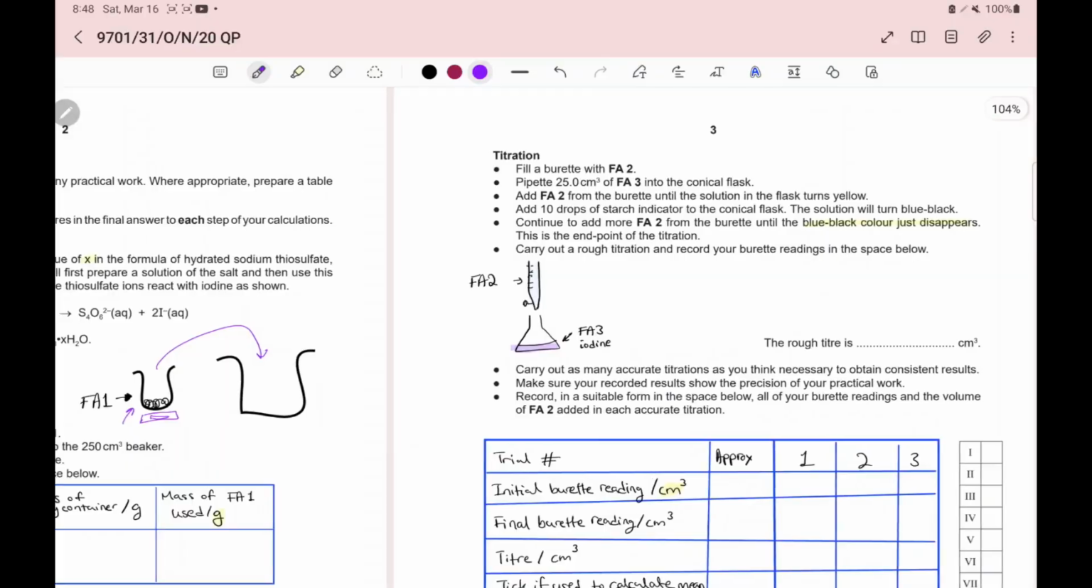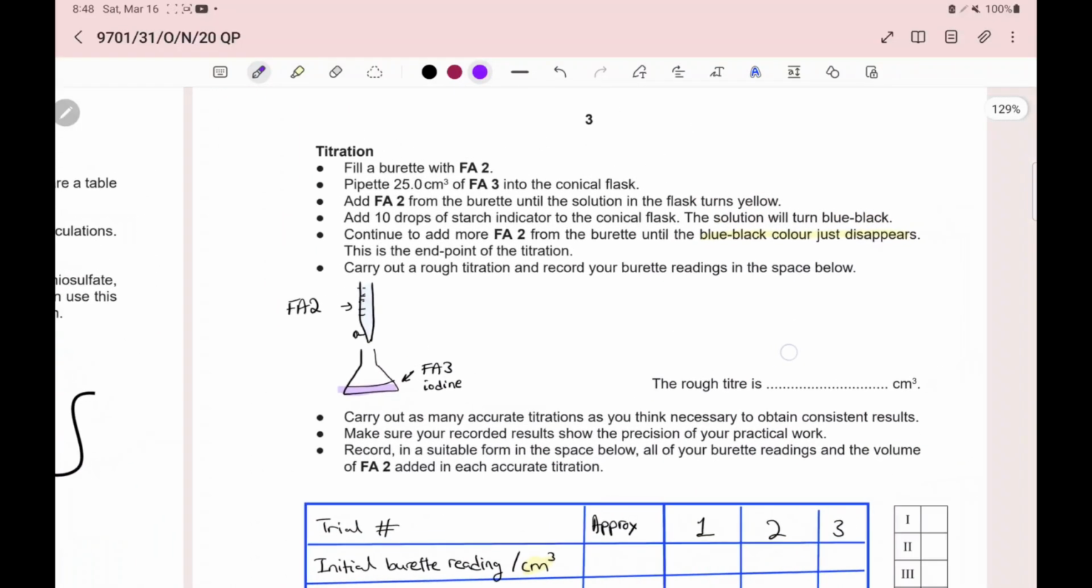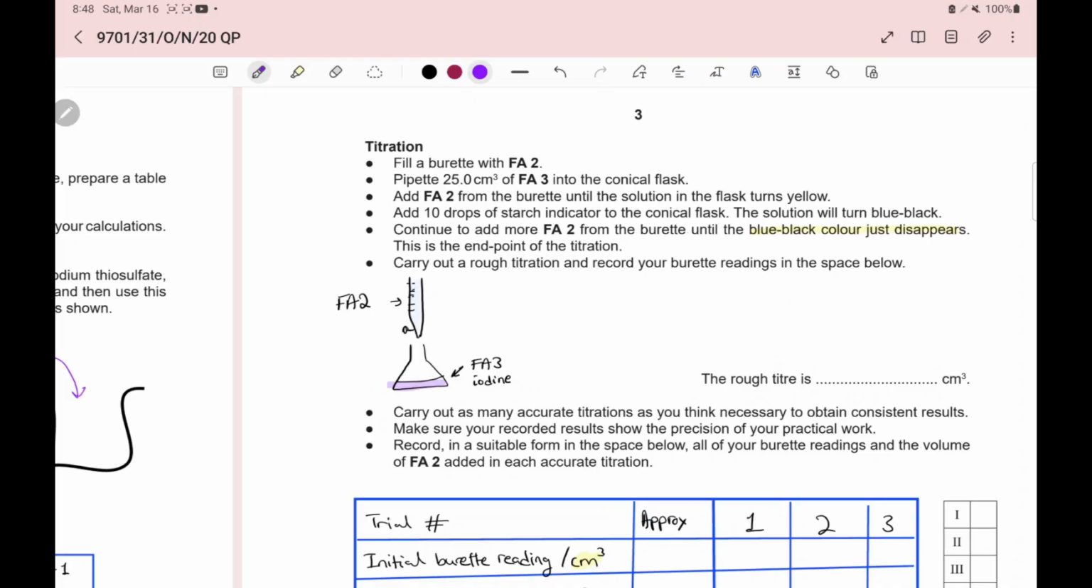Okay, so now for the actual titration, we're going to fill a burette with Fa2. We're going to pipette 25 centimeter cubed of Fa3 into the conical flask. Remember, Fa3 is iodine. We're going to add Fa2 from the burette, little by little, until the solution in the flask turns yellow. Once it turns yellow, we're going to add 10 drops of the starch indicator to the conical flask. The solution will then turn blue-black. We're going to continue to add more Fa2 from the burette until that blue-black color just disappears. That's when we know our titration is over, and we're going to look at our burette, see the reading, and record it.